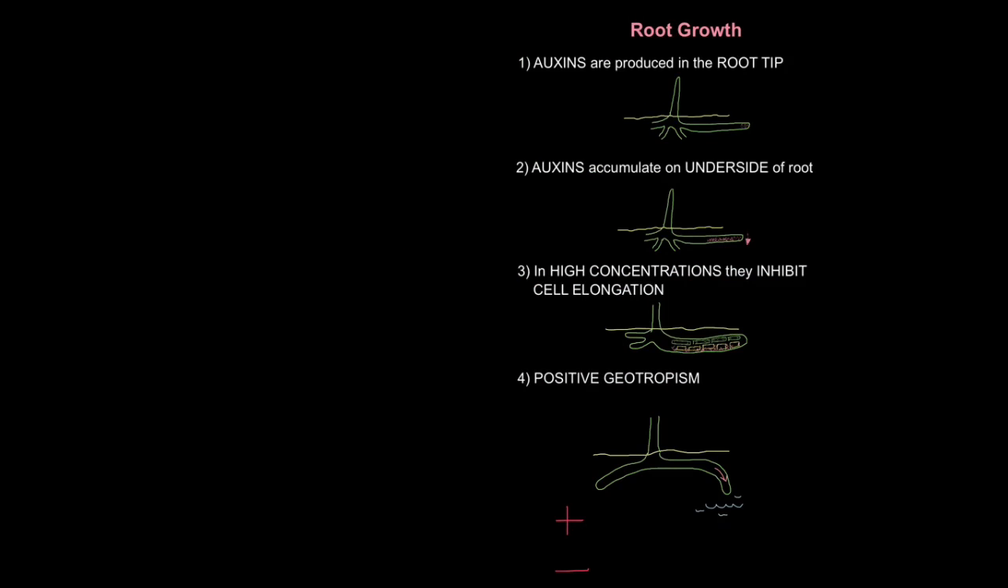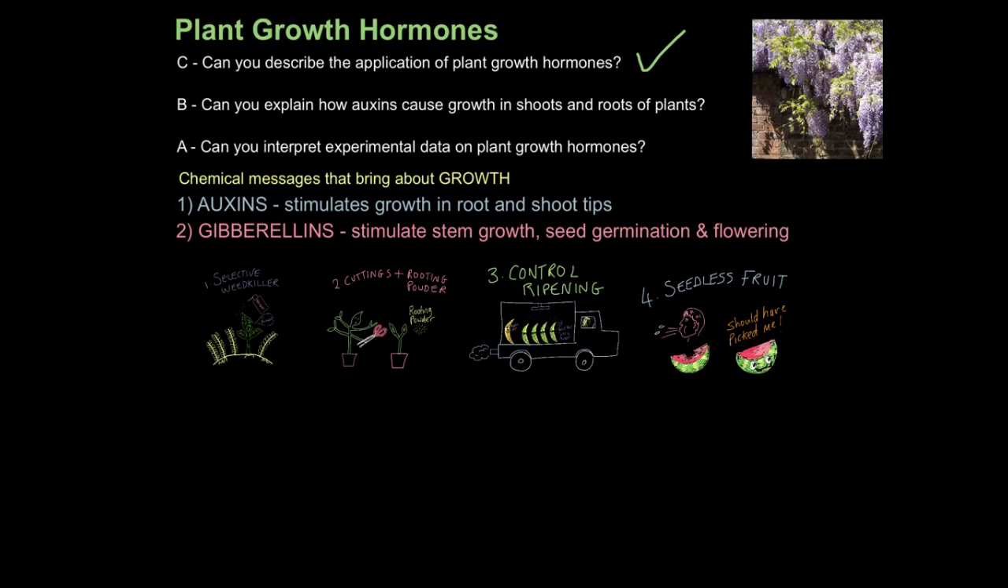So just a quick recap again, in roots, auxins are produced in the root tip, auxins accumulate or build up on the underside of the root at the bottom. In high concentrations, they inhibit cell elongation, so cell elongation is actually slowed down on the underside of the root, and that leads to a positive geotropism. And that is how you explain how auxins cause growth in shoots and roots of plants.